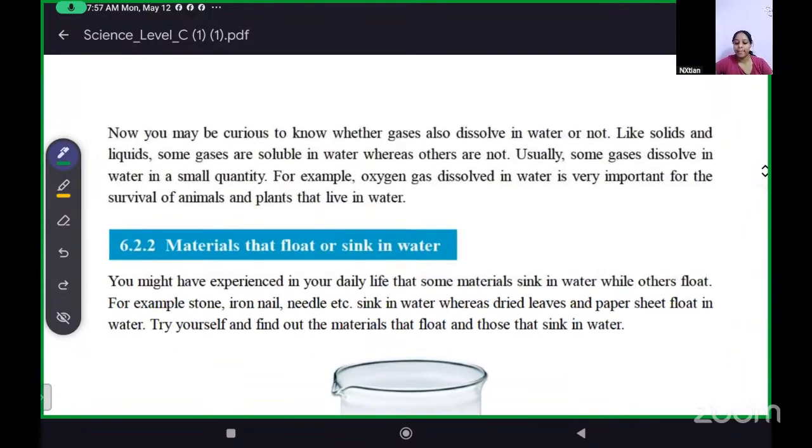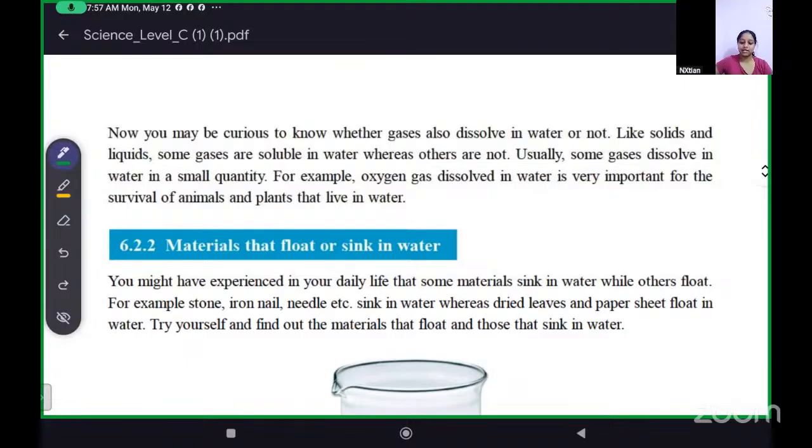Now, do gases also dissolve in water or not? Like solids and liquids, gases can be soluble in water. Some gases are soluble in water, whereas others are not. Some solids are soluble and can be dissolved in water, and some solids cannot be dissolved in water. What about gas? Some gases can be dissolved in water, but some gases cannot.